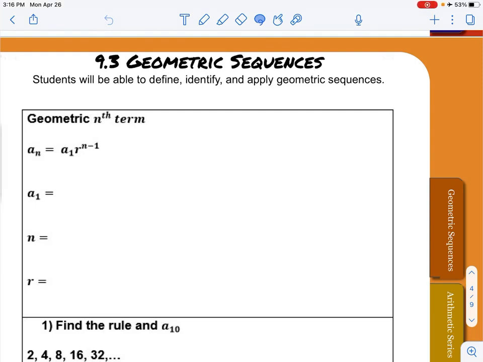Hello, today we are covering 9.3 geometric sequences. You guys will be able to define, identify, and apply geometric sequences.